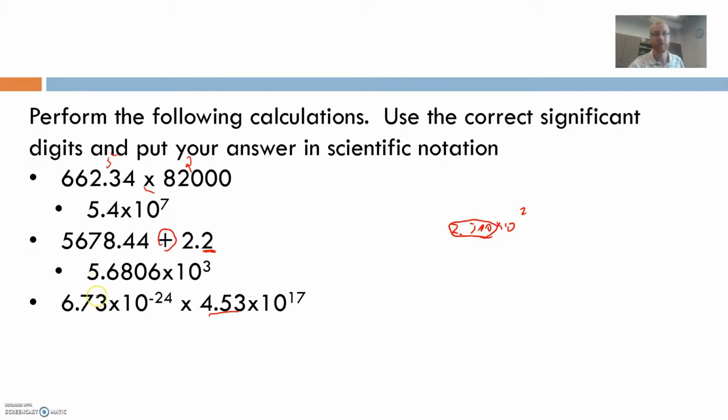So this one has 3 and 3, you're multiplying, so you're going to keep 3 significant digits and get 3.05 times 10 to the minus 6. Okay? Let's do some practice with that. All right? This is a really, really important concept that is going to go all year.